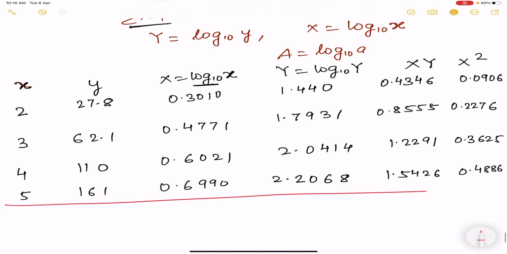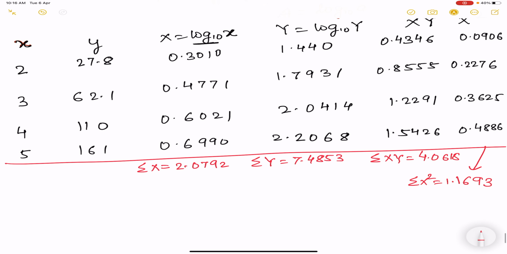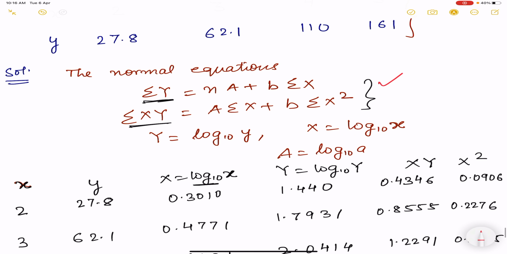Let us find the sigma values, that is, the summation. We find summation of capital X as 2.0792, and sigma capital Y is 7.4853. Let us find the value of sigma capital XY. This is coming out to be 4.0618. And if we find the value of sigma X square, it is coming out to be 1.1693.